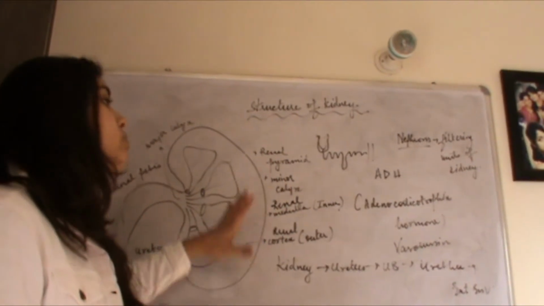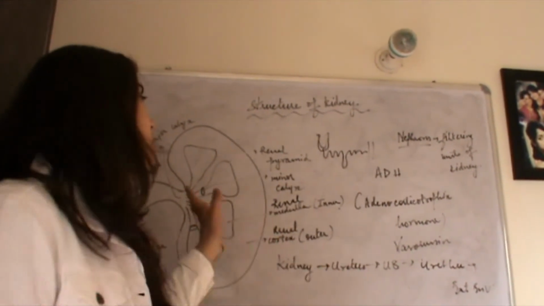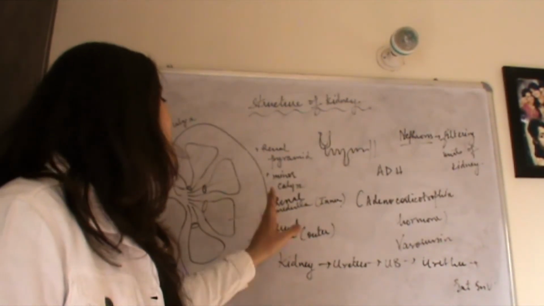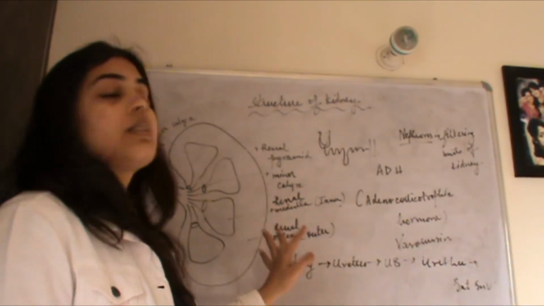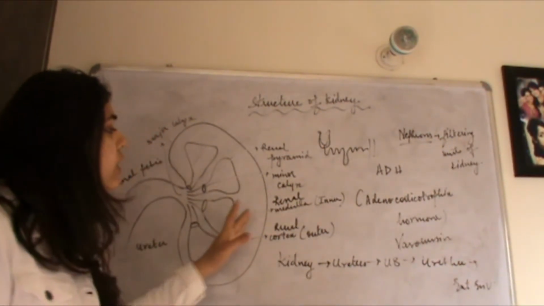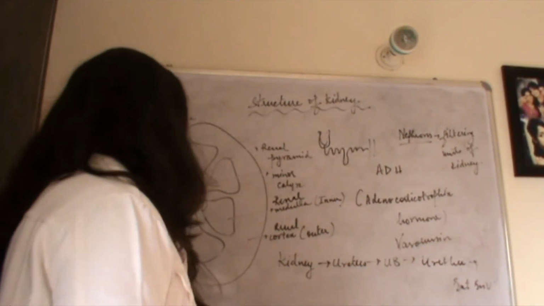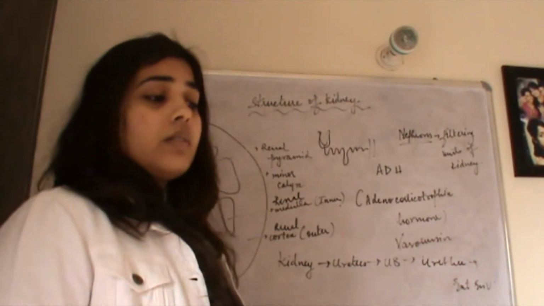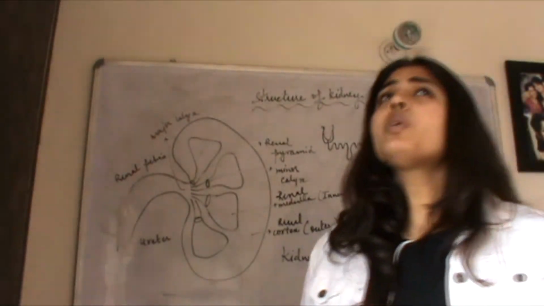Mainly the structure is divided into two parts, the cortex and the medulla. The medulla is the inner part and the cortex is the outer part. Full names are renal medulla and renal cortex. This is how the filtering process is happening, and I hope you like this video.